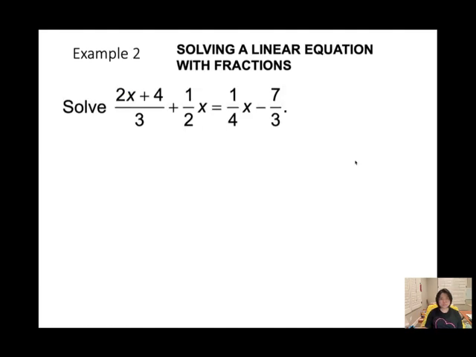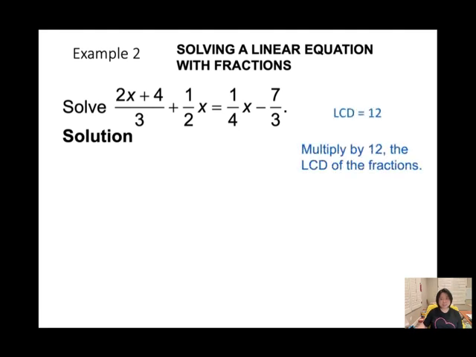Okay, example 2. This time we do have a fraction here, right? This is the fraction. So what we want to do, first, we're going to find out what is the LCD. Okay, we have a 3, 2, 4, 3. And what is the LCD? The least common denominator. It should be equal to 12, right? Now, we're going to multiply the LCD for both sides, or you could say to multiply the LCD for each of the fractions.